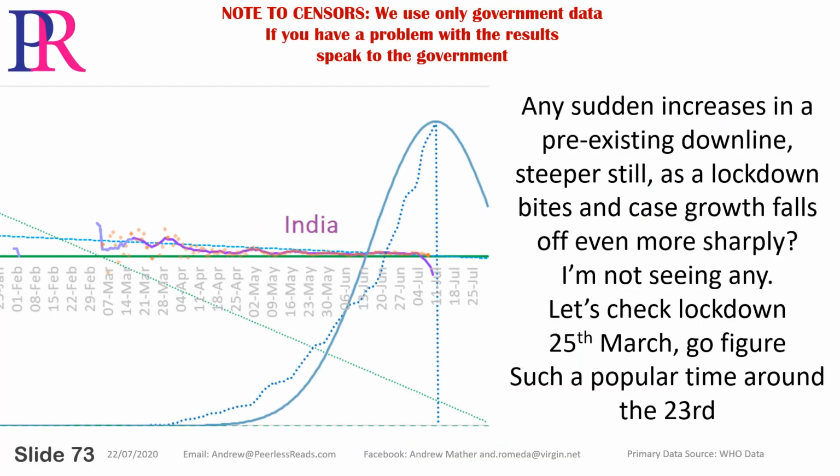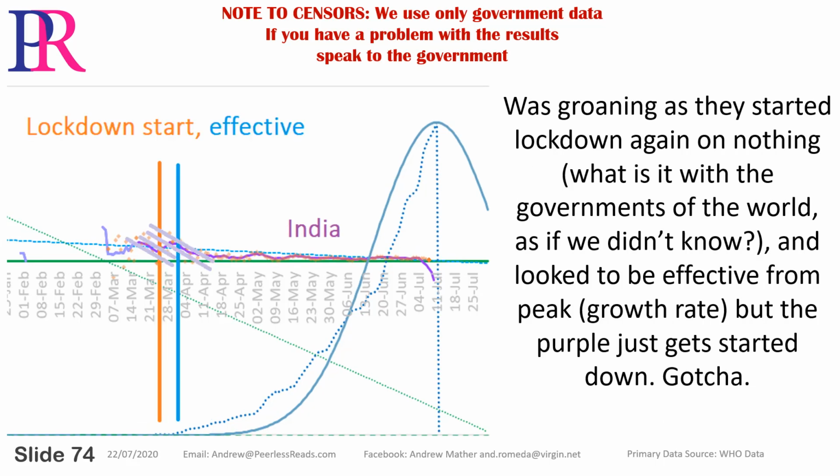Any sudden increases in a pre-existing downline, steeper still as a lockdown bites and case growth falls off even more sharply? I'm not seeing any. Let's check lockdown, 25th March, go figure, such a popular time around the 23rd. Was groaning as they started lockdown again on nothing, what is it with the governments of the world, as if we didn't know, and looked to be effective from peak growth rate, but the purple just gets started down.